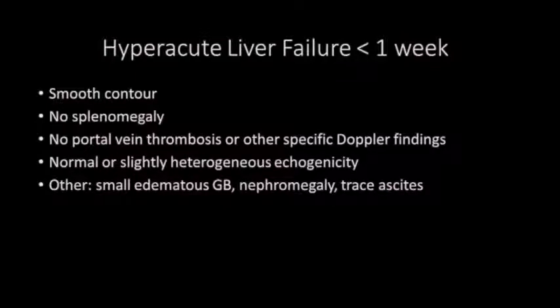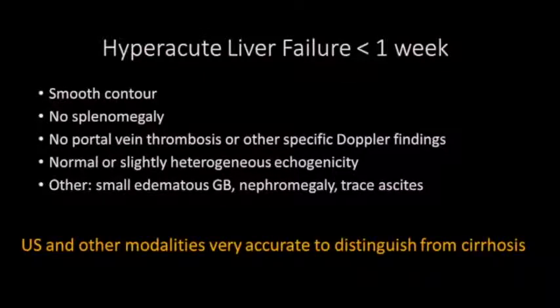One thing that you may commonly see, again nonspecific, is that the gallbladder may be quite small. There is not much bile in the gallbladder, and the wall may be edematous. If you look at the kidneys, which you should do, they can be enlarged, and there may be a trace of ascites. So overall, nothing specific, but again, smooth contour and often relatively normal echogenicity.